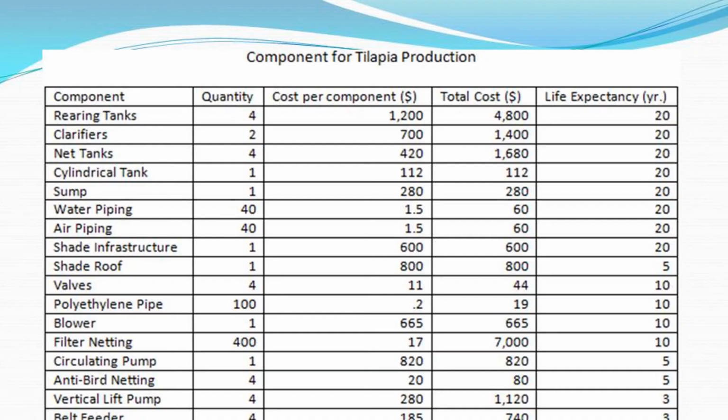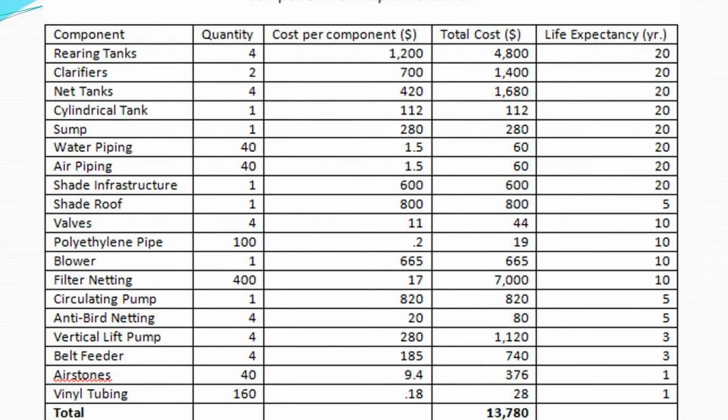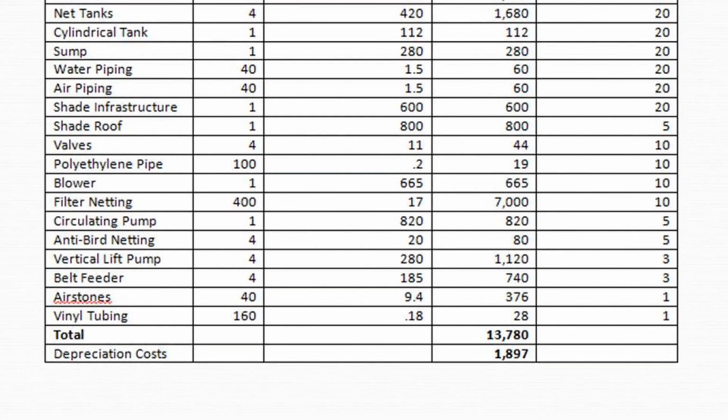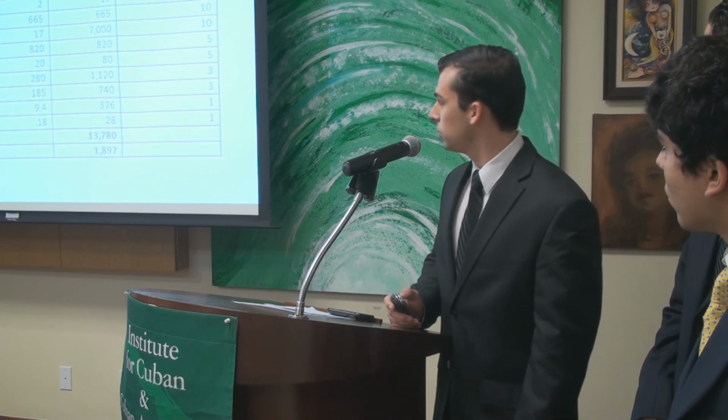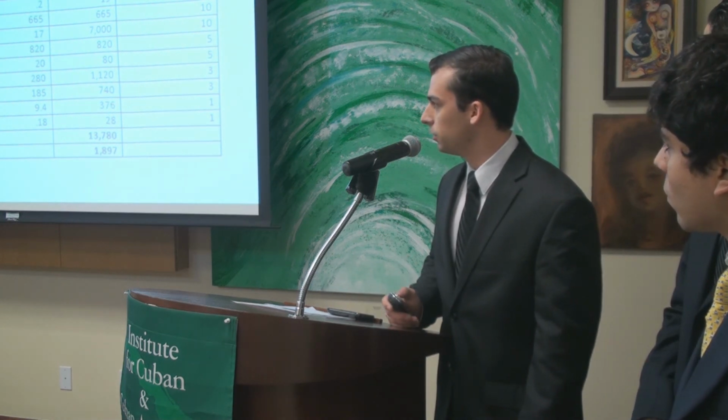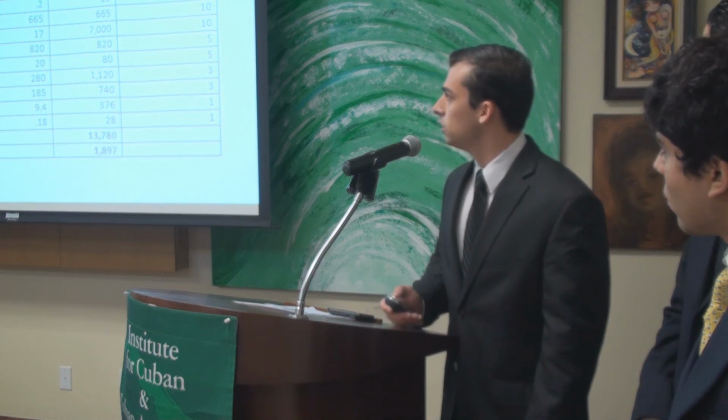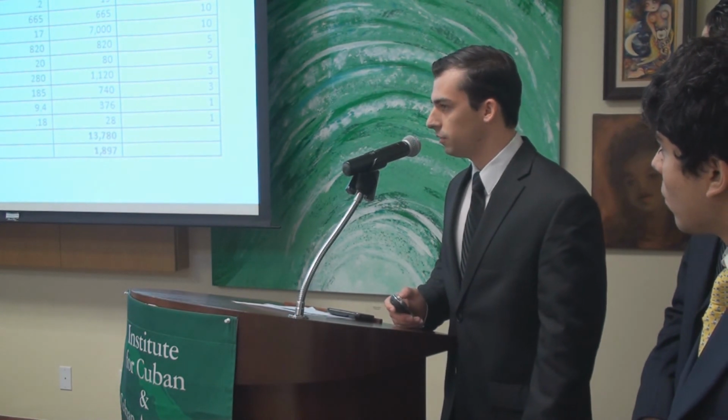And then for the fish rearing tanks and the tilapia growing aspect of the system, the total initial cost would be $14,000 for purchasing the tanks, the blowers, the netting, circulating pumps, and the various components which go into growing the fish.